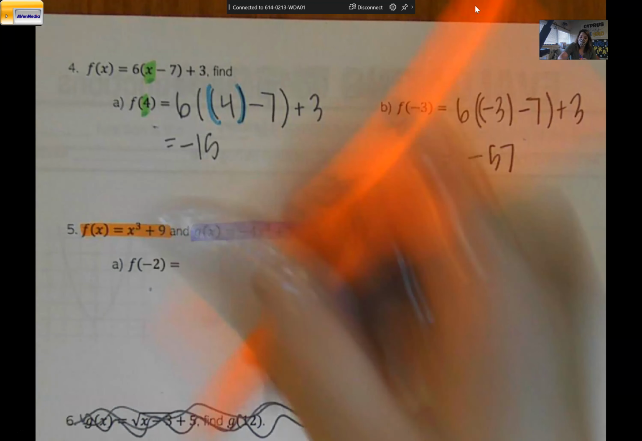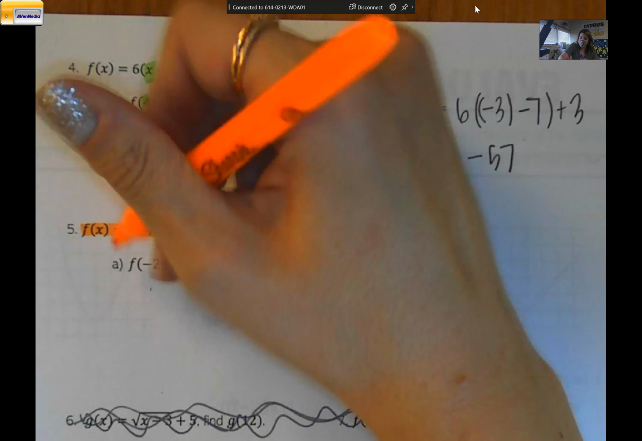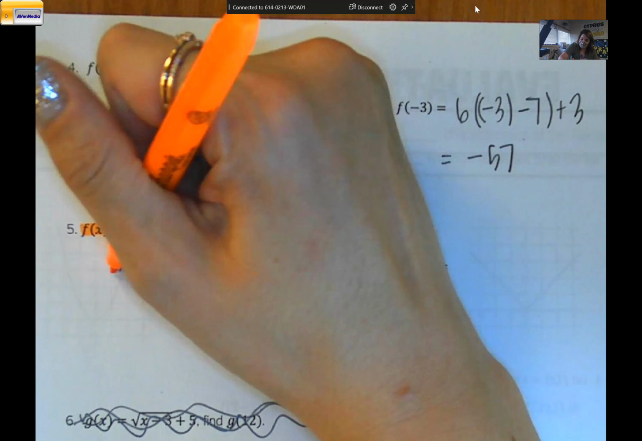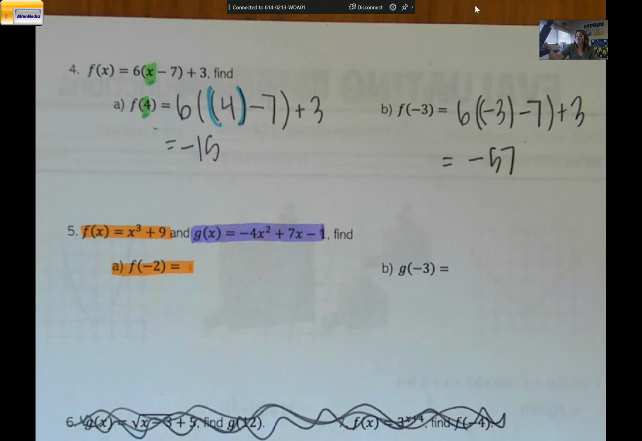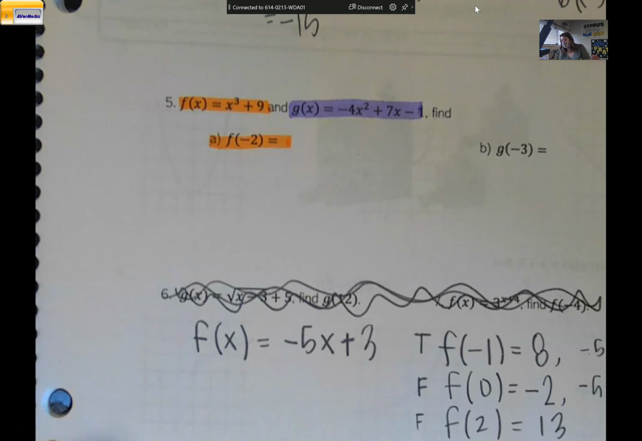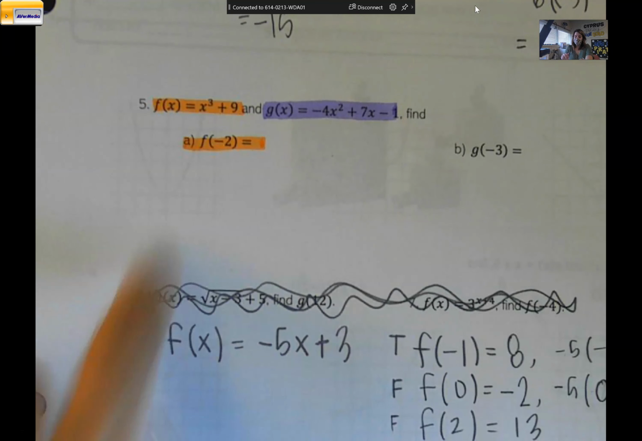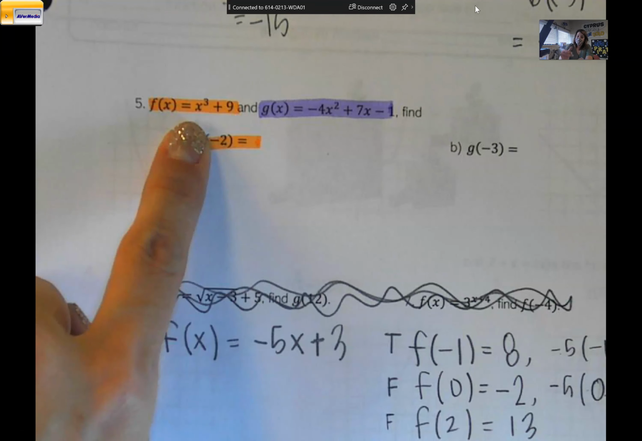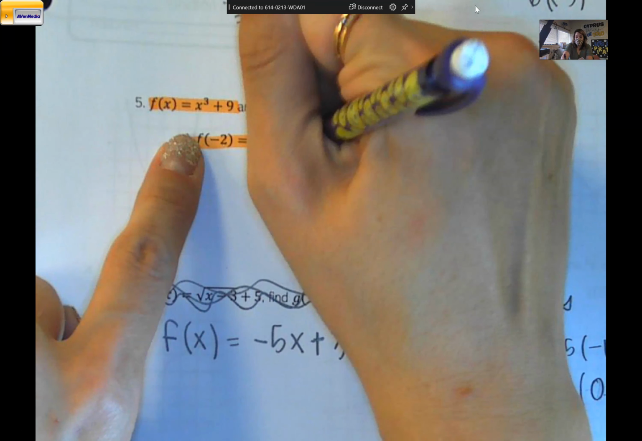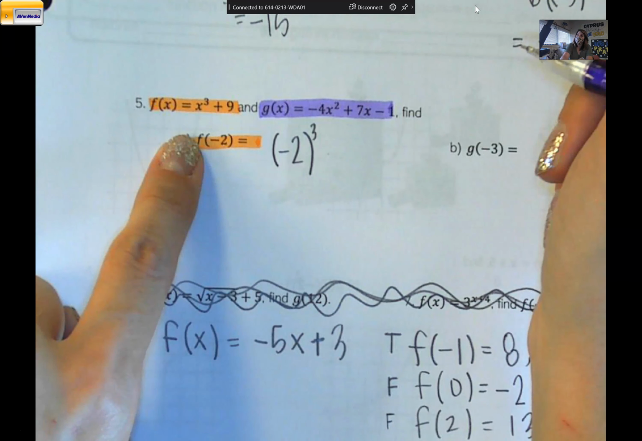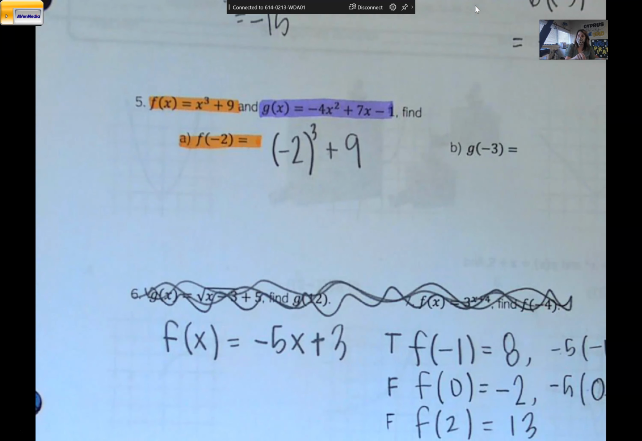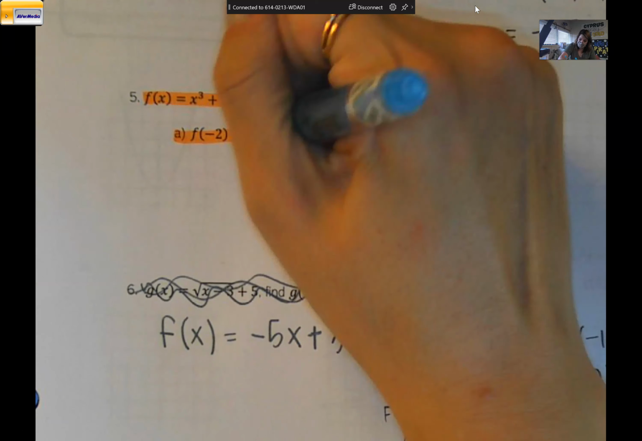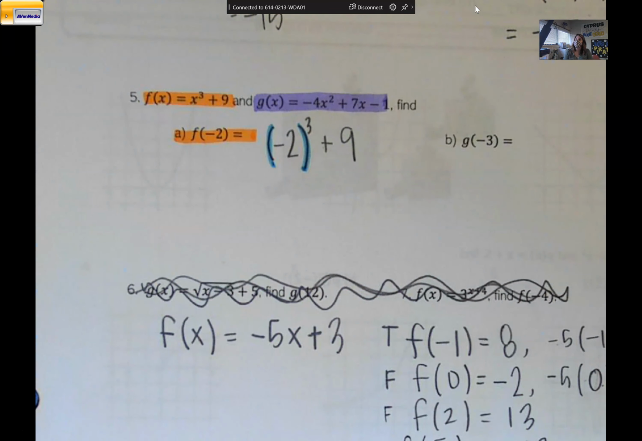The first one is asking you to evaluate x cubed plus 9 because it's an f. So these two match. I'm going to show you how I would write this, and then I'm going to let you plug it in. Because all that I have first is an x, what I'm plugging in is parenthesis -2 cubed plus 9. So that's what we plug into our calculator. You guys do that and write it on your whiteboard.